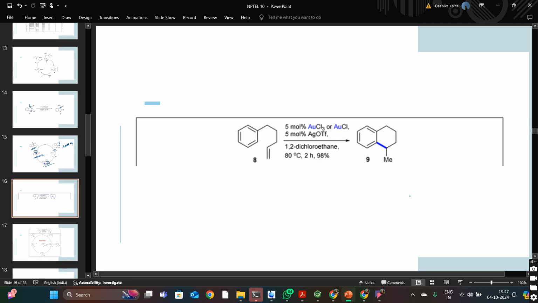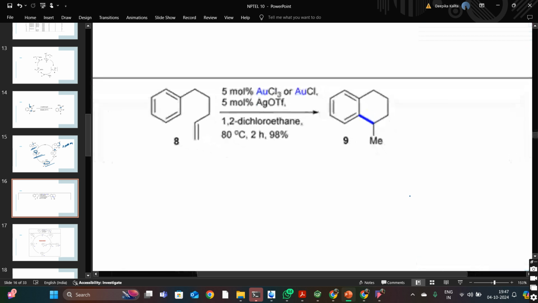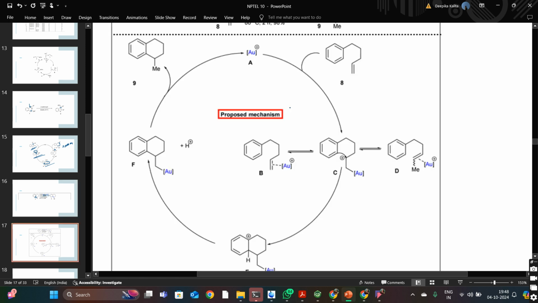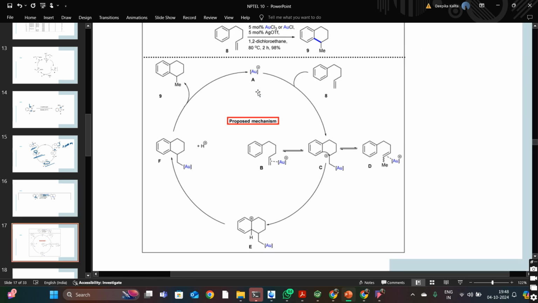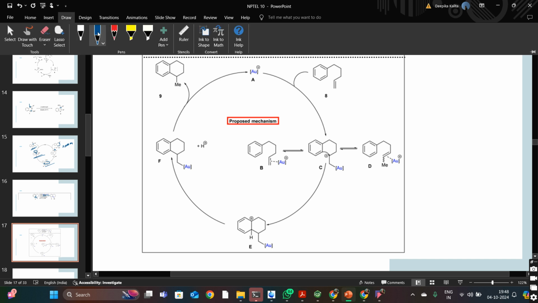Moving to the next question, which is now very easy for you. Net result, if you see, is nothing but the hydroarylation by this phenyl ring to this alkene, which is going to be catalyzed by gold catalyst and silver catalyst present. Okay, so let us see how it is happening. So this is the proposed mechanism. So let us start it from here.